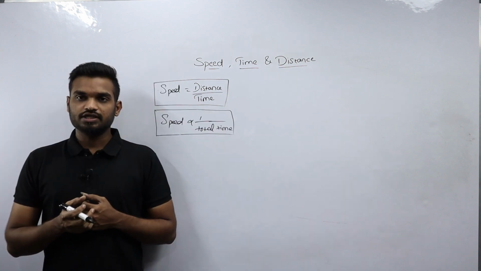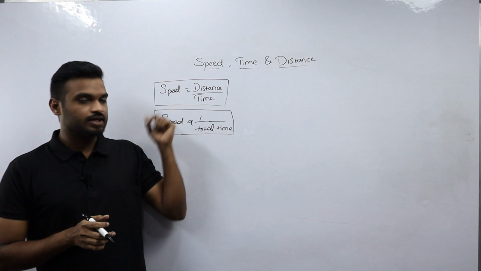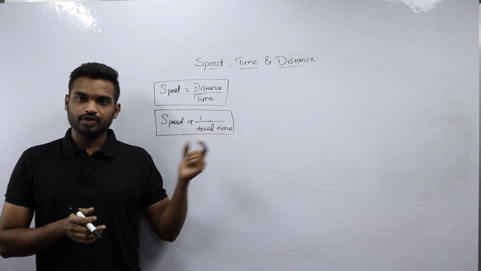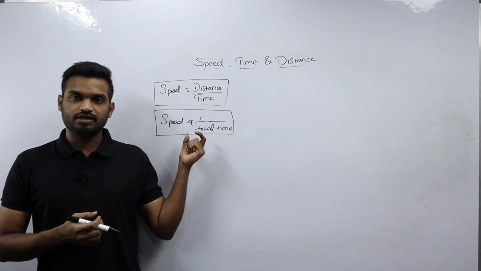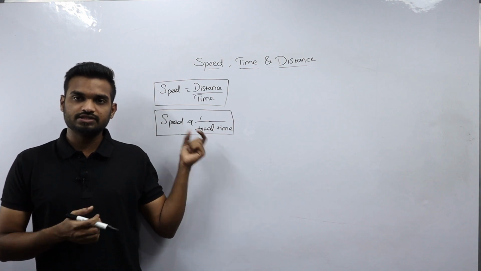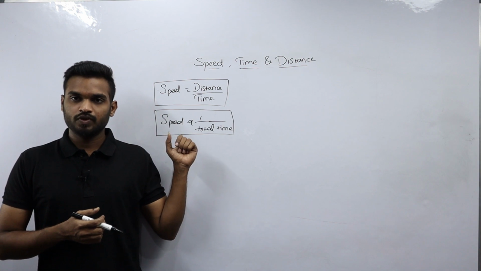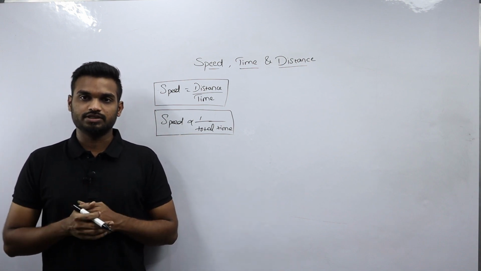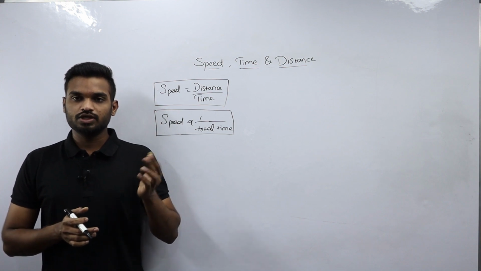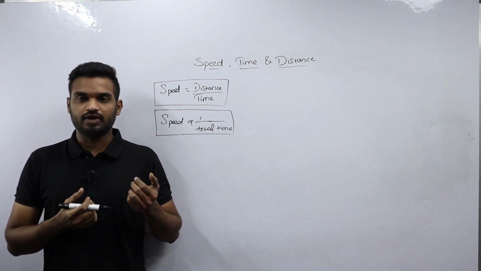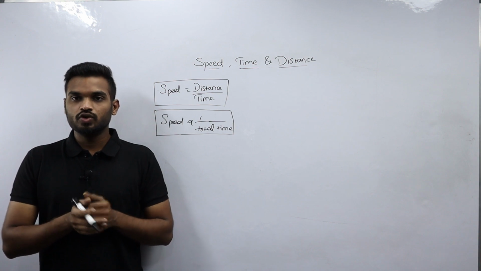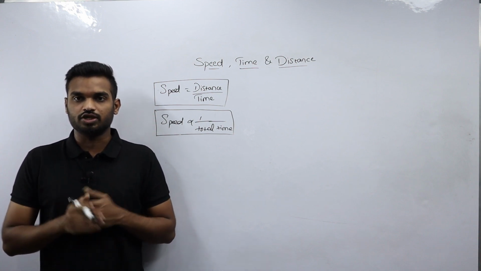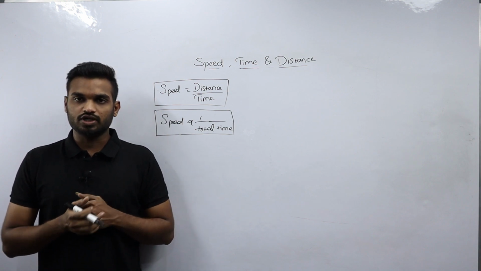Now we have discussed the formula for speed, that is distance by time, and also the relation between speed and total time taken. If the total time taken decreases, speed will increase. If the total time taken increases, speed will automatically decrease. Now let's see how to convert kilometers to meters and meters to kilometers, because in the questions they will give kilometers and in the answers they will ask in the form of meters. So we need to know when to convert and also how to convert kilometers to meters and meters to kilometers.